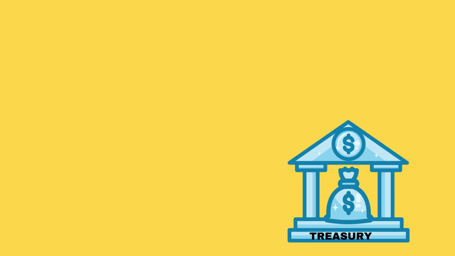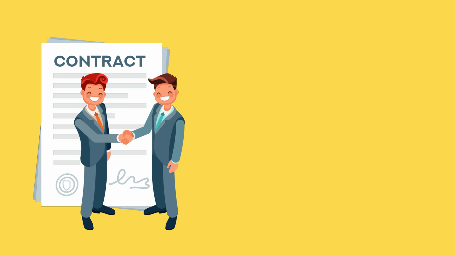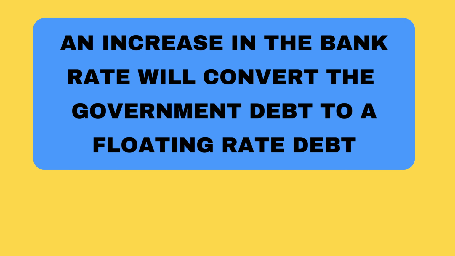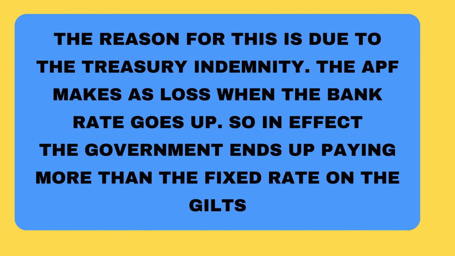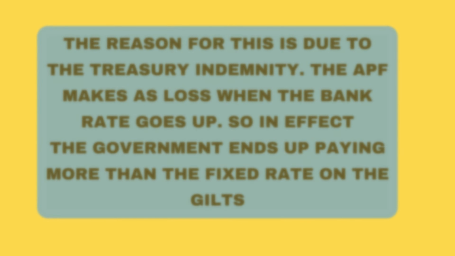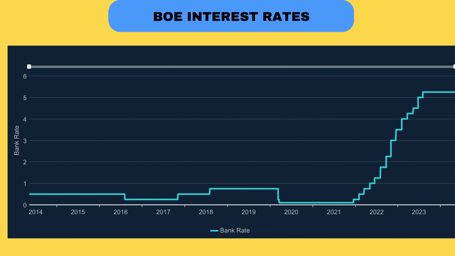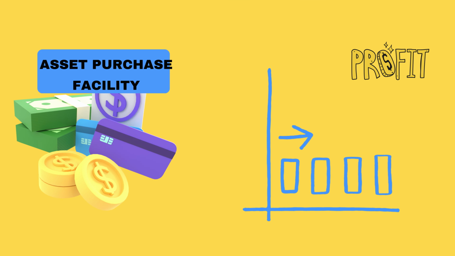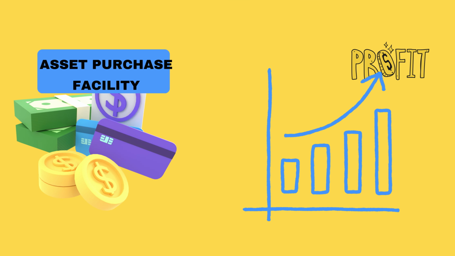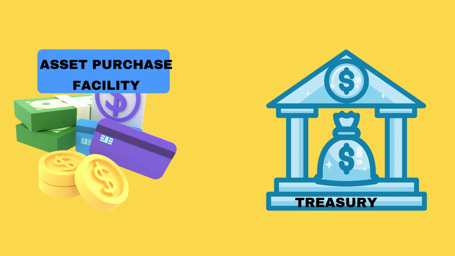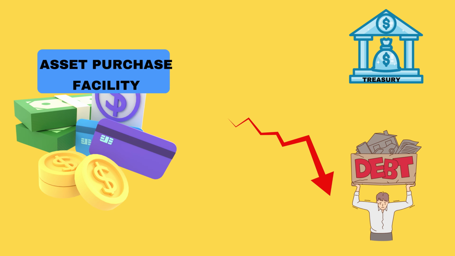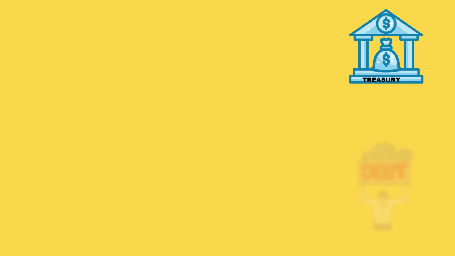indemnity from the Treasury. In this arrangement, any increase in interest rates effectively transforms the government's debt obligation within the APF into a floating rate debt, heightening exposure to rate increases if inflation escalates. From 2008 to 2021, the bank rate was maintained at a relatively low level, around 0.5%, enabling the APF to generate substantial profits, which were subsequently transferred to the Treasury. This resulted in the overall net reduction in government debt.